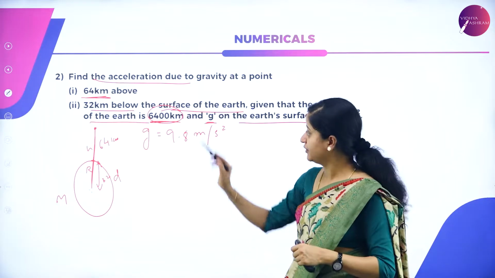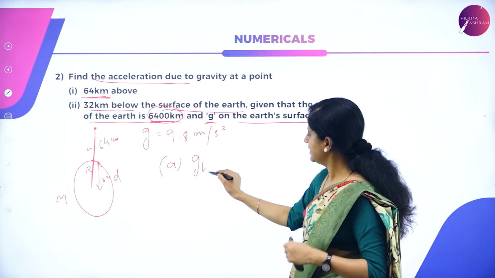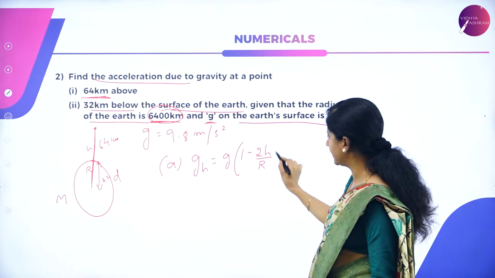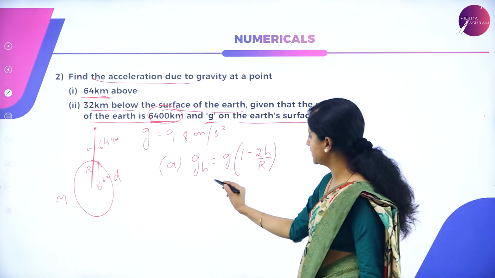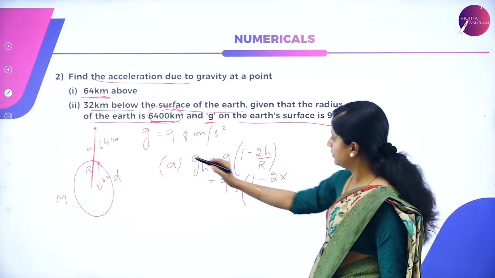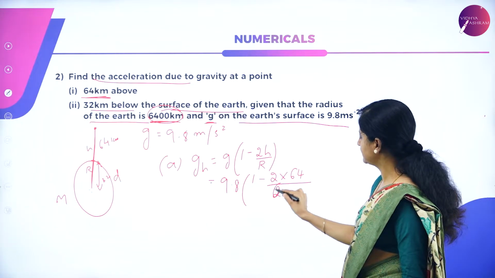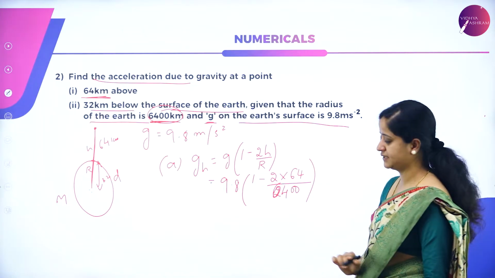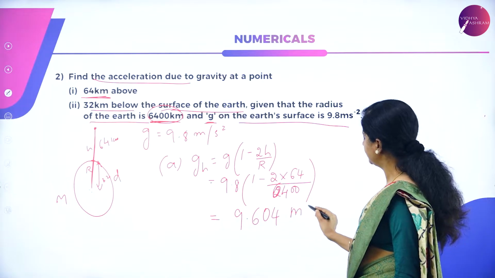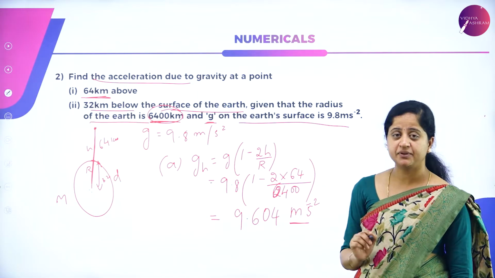So what is the formula to find the acceleration due to gravity above the Earth's surface? It is gh is equal to g into 1 minus 2h divided by r. So let us substitute all the values in this expression. So g is 9.8 into 1 minus 2 into, what is the h value? It is 64 kilometer divided by the radius 6400 kilometer. So solving this, we will get 9.604 meter per second square. Since it is acceleration due to gravity, the unit is meter per second square.